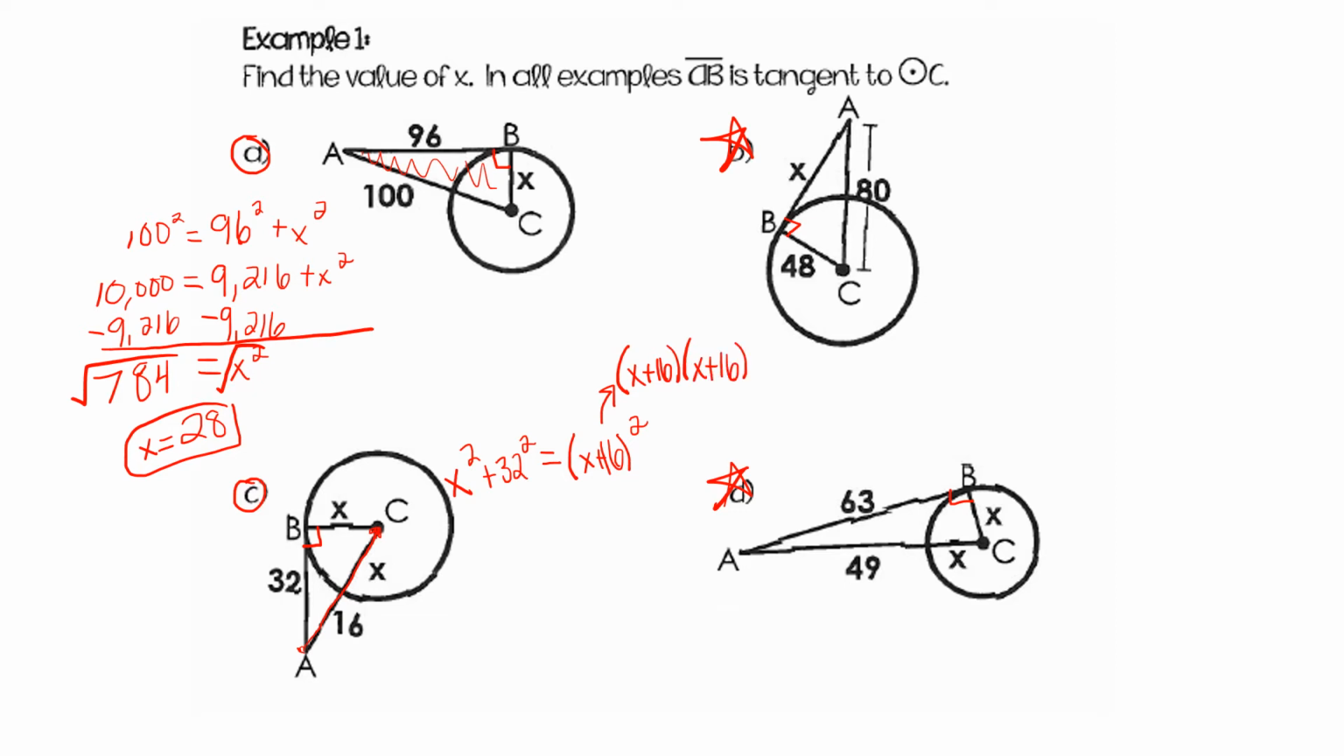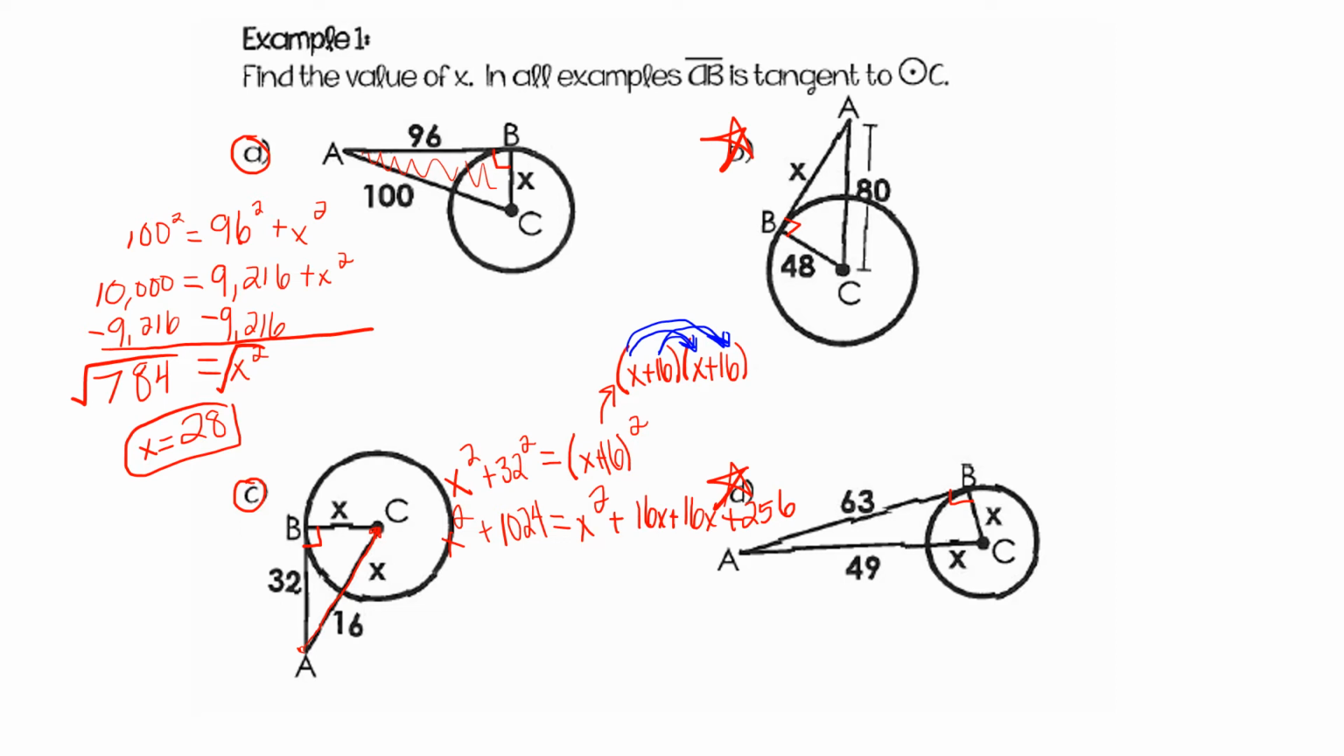So depending on how your algebra teachers taught you, you're either going to have to FOIL, or what some math teachers call foiling, or double distribute. So you take x times x, x times 16, 16 times x, 16 times 16. So that's what we're going to have to do for this problem. So if we do the left-hand side first, we have x squared plus 32 squared is 1,024. So now let's double distribute this guy. So we have x times x, which is x squared. X times 16 is a plus 16x. 16 times x is 16x. And then 16 times 16 is 256.